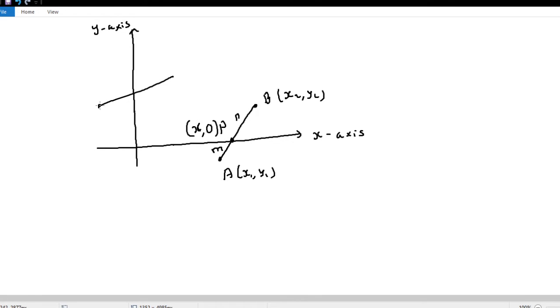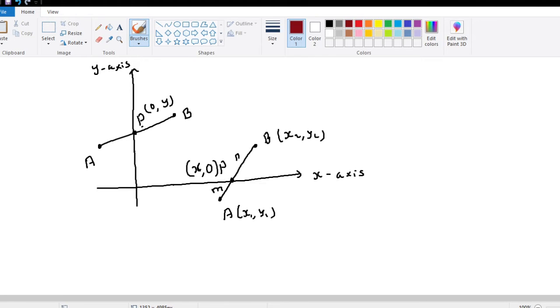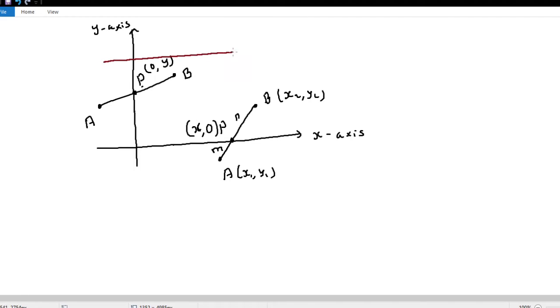If you have a segment, say AB here, and instead of the x-axis cutting it, say you have the y-axis cutting the segment AB at point P. In this case your x coordinate will be 0, and let the y coordinate be, say, y. So whenever we are given that segment AB is getting divided by the y-axis, then the point on the y-axis will be selected as P (0, y). Similarly, consider a situation that we have a line, say like this.